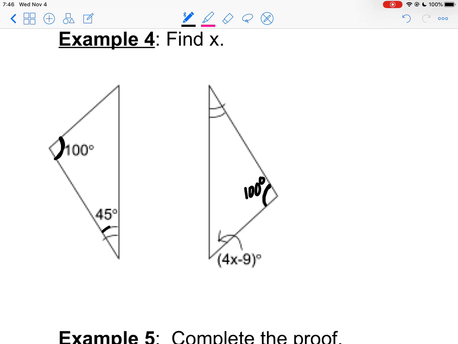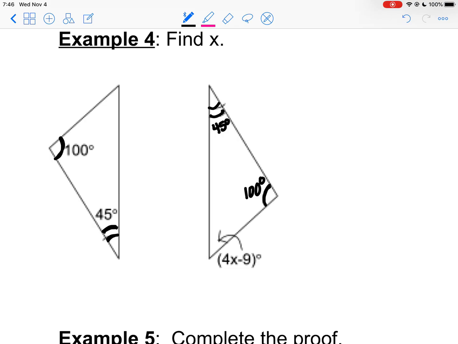Then I also have an angle in each that's marked with two little dash marks here. And in this triangle, that's measured at 45. That same marking is in the second triangle, so that means that this angle would also have to be 45 degrees. And so since those angles are the same, that means that the third angle would have to be the same as well.